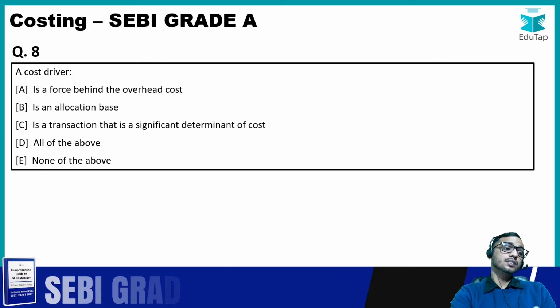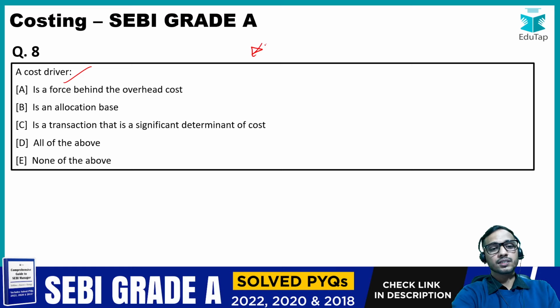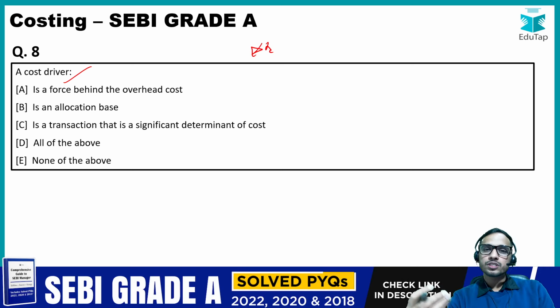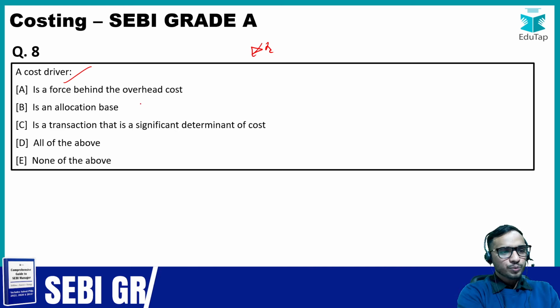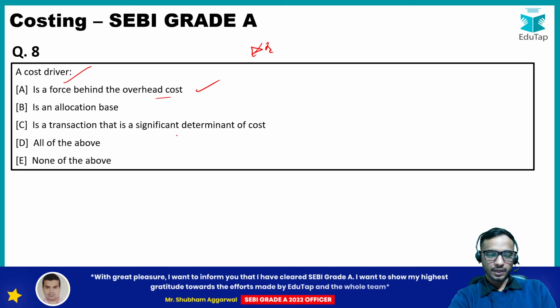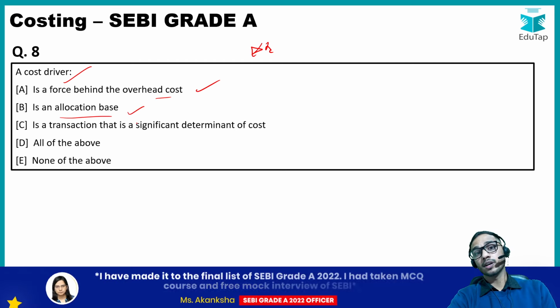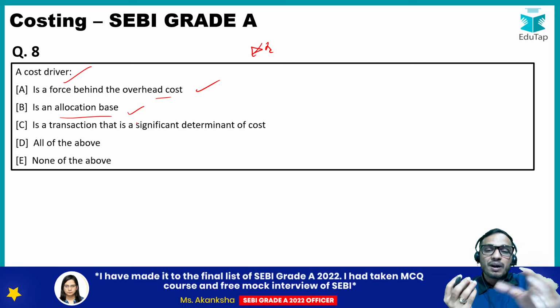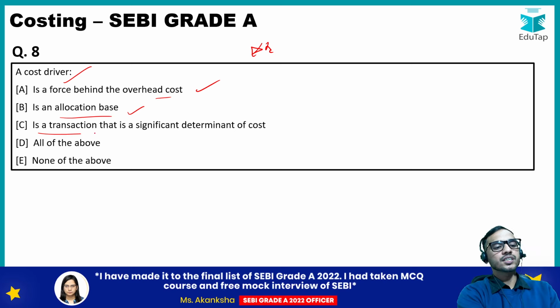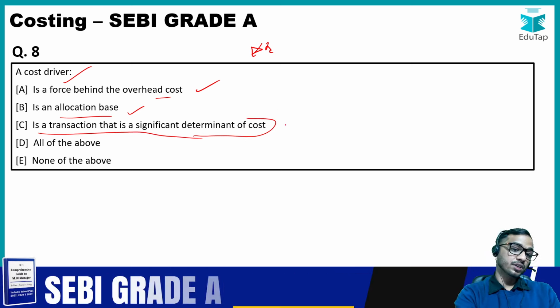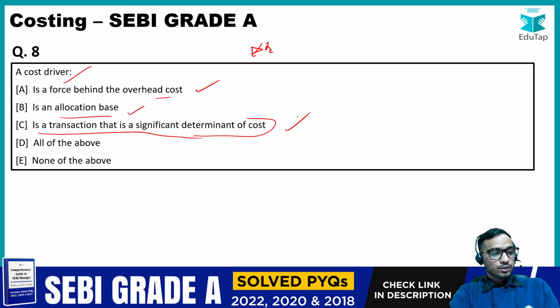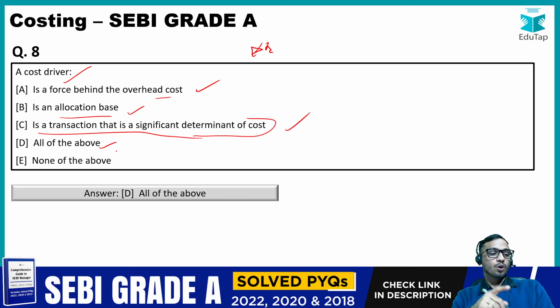Question number 8 says a cost driver. Very, very easy, isn't it? Now you know what a cost driver is. It causes a change in the cost of an activity, right? Is a force behind the overhead cost. Absolutely, that is correct. Is an allocation base. It could be an allocation base, right? Because it determines the cost of the activity. Is a transaction that is a significant determinant of cost. Exactly. This is also correct. So option number D should be the correct answer. All of the above is the correct answer. All the children have given the correct answer. Very nice.